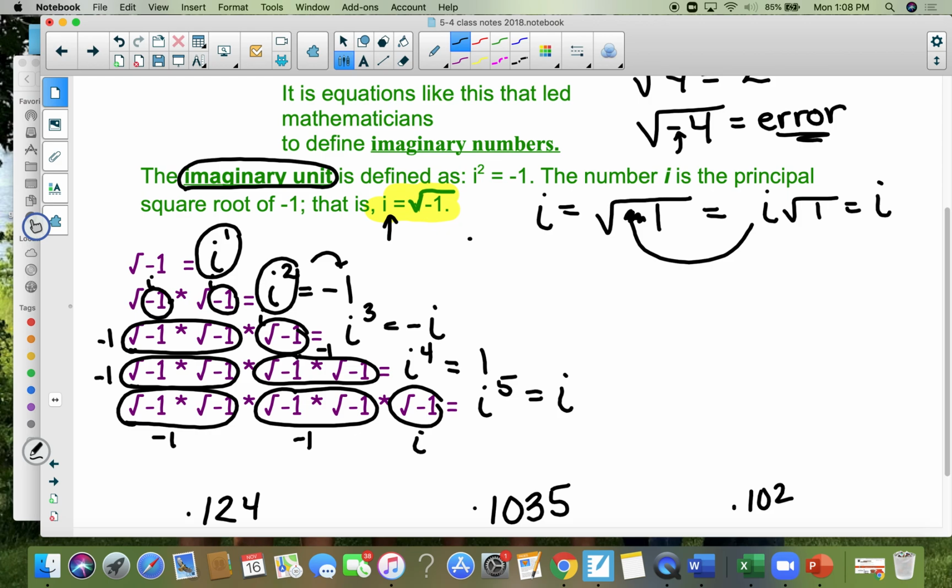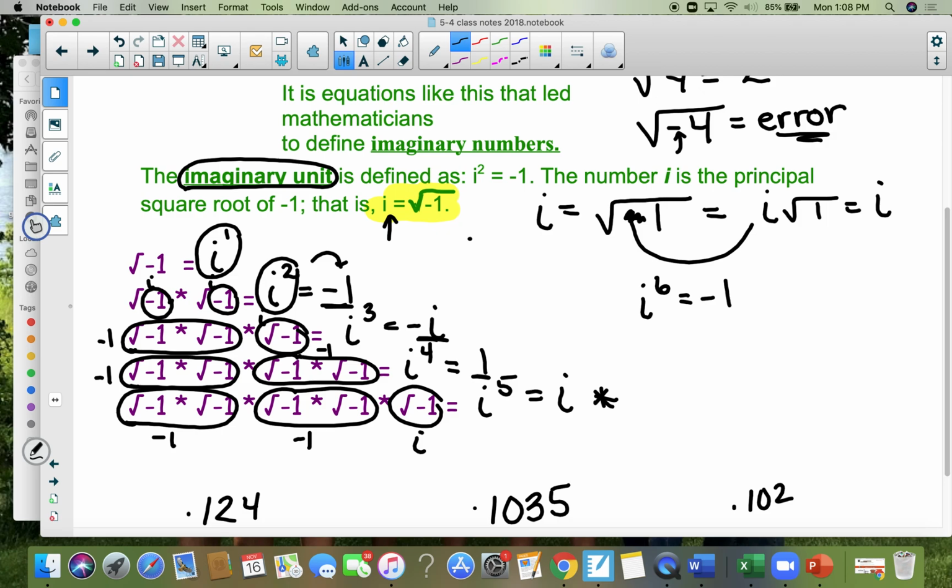Okay, so what's my point? My point is, what happened, it started being an i, then it was a negative 1, then it was a negative i, then it was 1, and now do you see on i to the fifth it's repeating? It's starting with i again, and I bet i to the sixth is equal to a negative 1, and so on. So it repeats after every 4. So it can only be an i, a negative 1, a negative i, or 1.